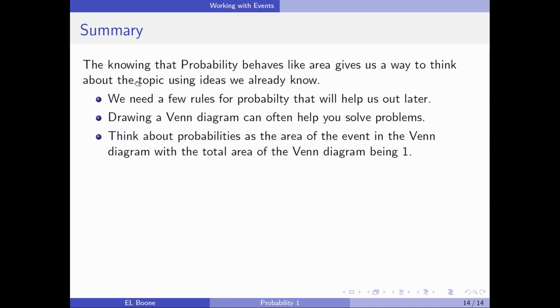All right, so knowing that probability behaves like area gives us a way to think about the topic using ideas we already know. We'll need a few more rules that will help us out. Drawing a Venn diagram can often help you solve the problems. Thinking about problems as the area of the event in the Venn diagram, with the total area of the Venn diagram being 1, really will help you solve some of these problems.